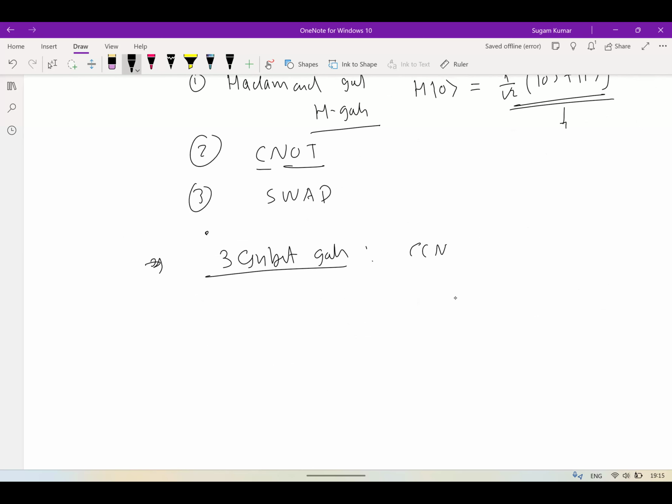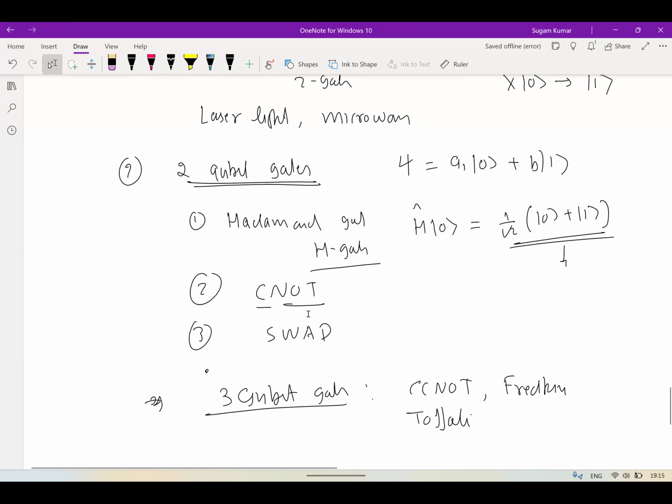For example, the CCNOT gate, which is also called the Toffoli gate, and the Fredkin gate. We will discuss these in detail and how to build them physically. Let us say you have any platform, maybe superconducting qubits, spin qubits, or hyperfine qubits, how can we physically make these gates? We can understand this physically, and we will also understand the purpose of these gates.